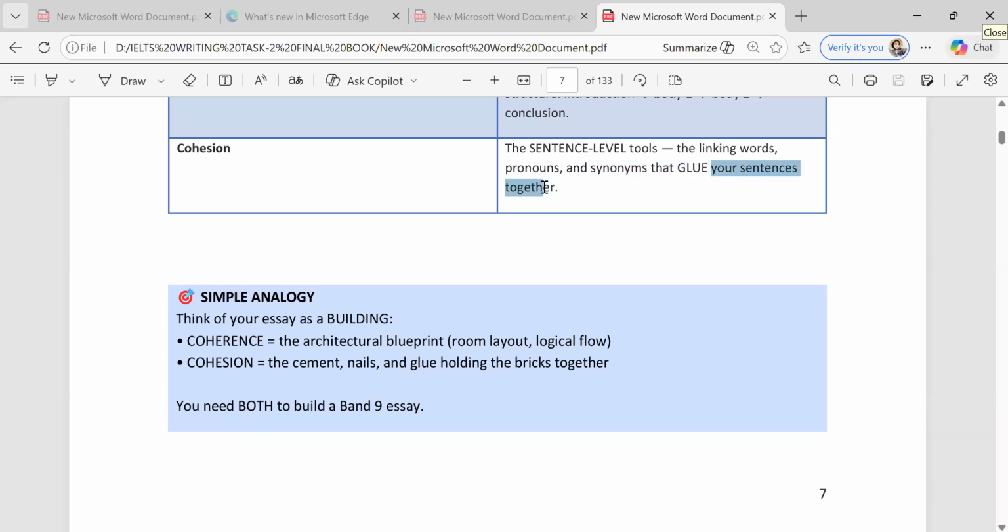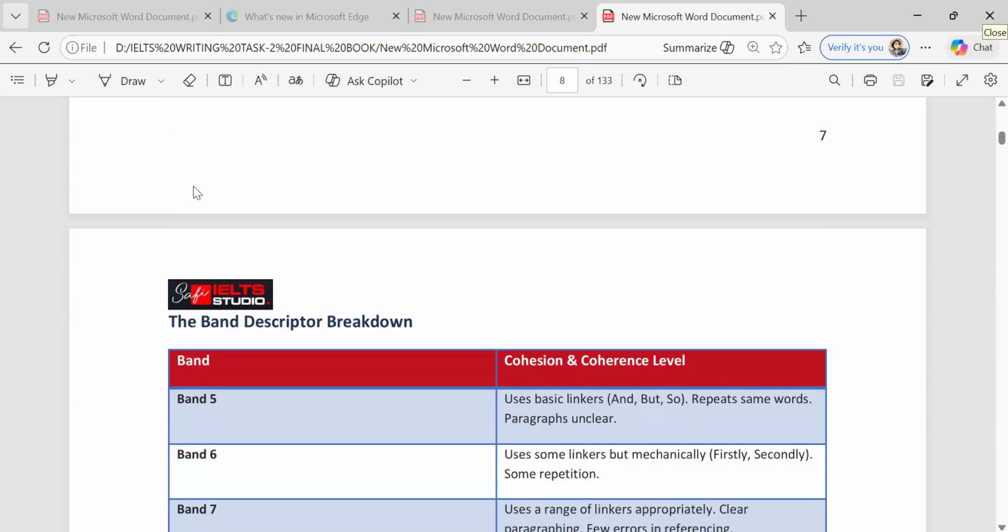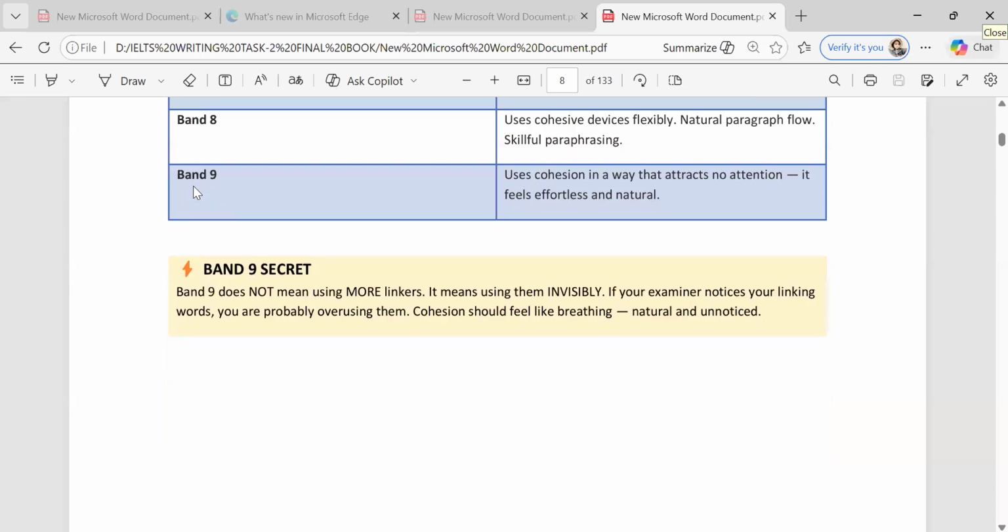For that purpose, what do we use? We use cohesion, like linkers, linking words. If you want to give examples, how can you link that? If you want to present contrasting ideas, how do you link them? If there are similar ideas, how do you link them? Linking ideas with the help of these is what we call cohesion. But band 9 does not mean using more linkers. This is an important thing.